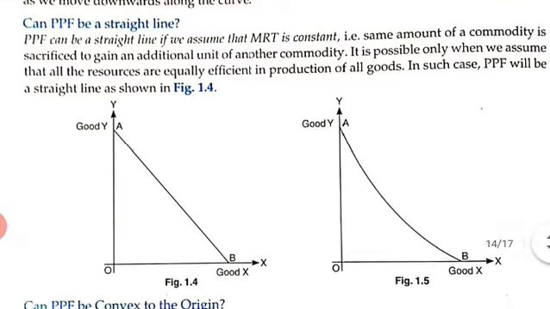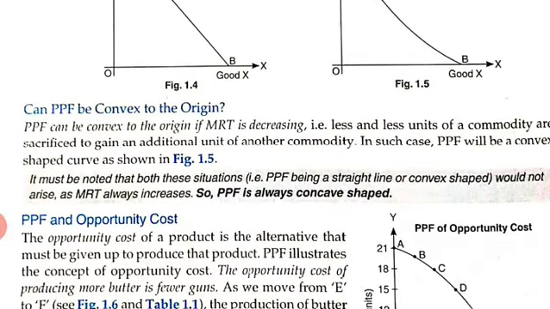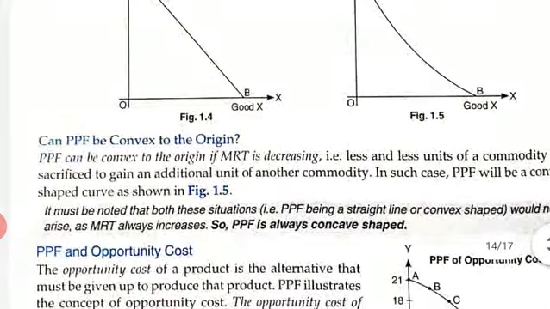Next, can PPF be convex? PPF can be convex to the origin when MRT is decreasing. MRT decreasing means less and less units of a commodity are sacrificed to gain an additional unit of another commodity. For example, in order to gain 1 unit of butter, you are sacrificing only half unit of gun. So in such cases, PPF will be a convex curve as shown in this curve. So these are the two cases, where the PPF can be a straight line or convex.